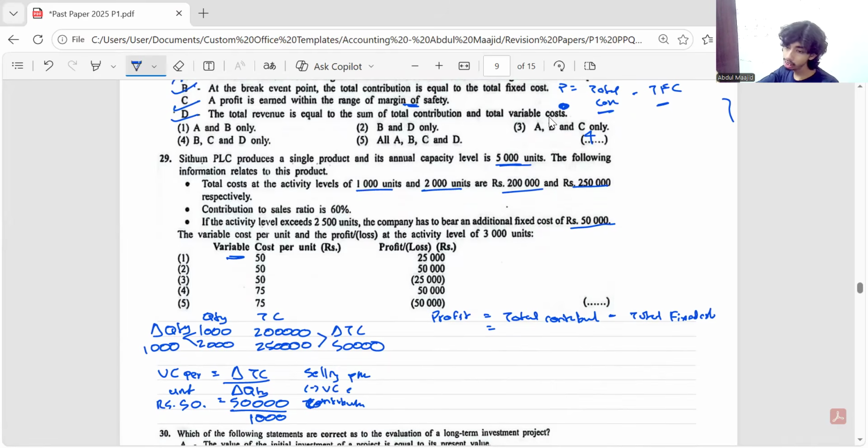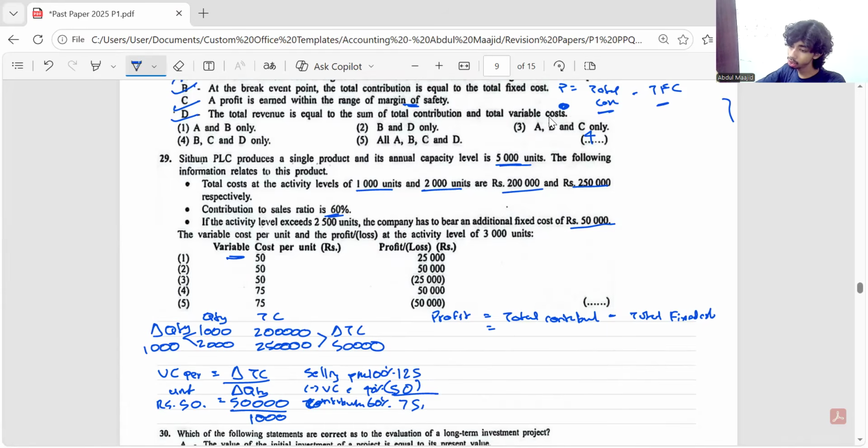Now your variable cost per unit is 50. The contribution to sales ratio is 60%. Then your contribution is 60% of your selling price, where selling price will be 100%. Out of your selling price, 60% is your contribution. The variable cost will be 40% of the selling price. How much will be the selling price? 50 divided by 40 into 100, that is 125. So 125 minus variable cost 50, your contribution will be 75.